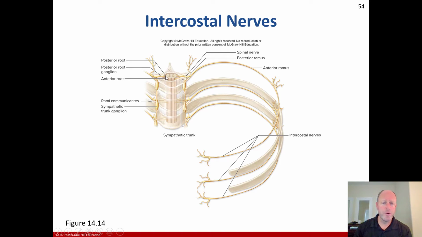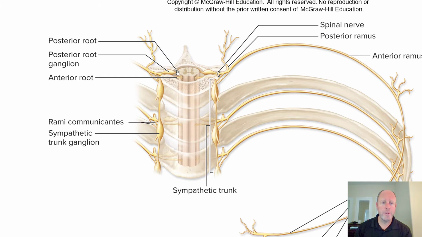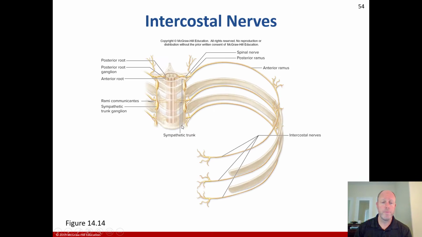Okay. We have our posterior root and our posterior root ganglion, and we'll get a little closer for that. So: posterior root ganglion and posterior root, our anterior root, rami communicantes here, and a sympathetic trunk ganglion.